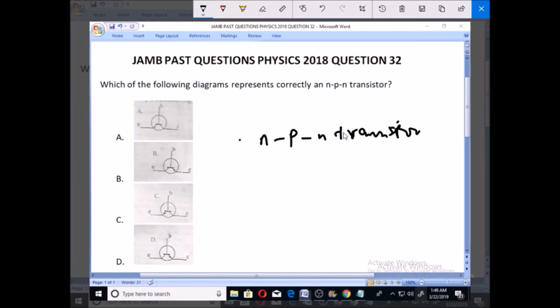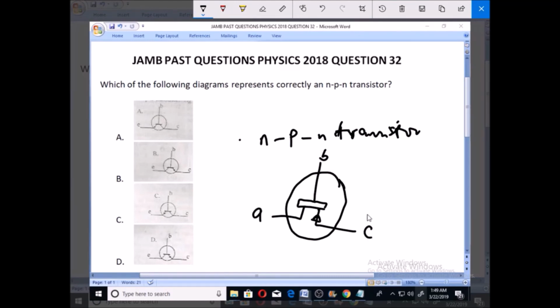Now, the NPN transistor has the following diagram. You have this, and you have this, then you have this, then all of it encircled. Then here you have your A, B, and C. So this is the diagram of the NPN transistor. So which of the following is very close to what we have here?